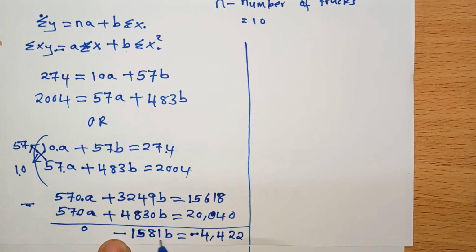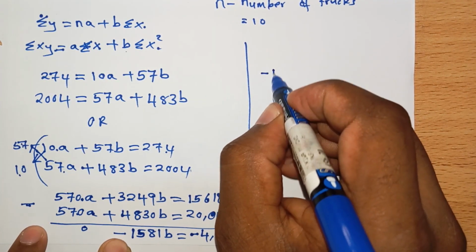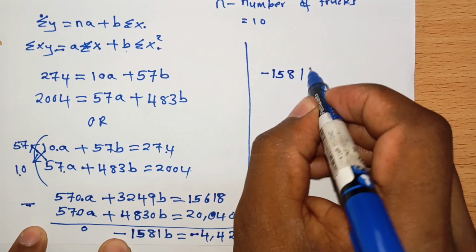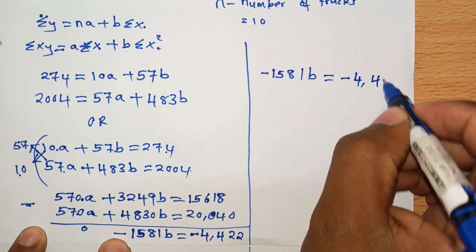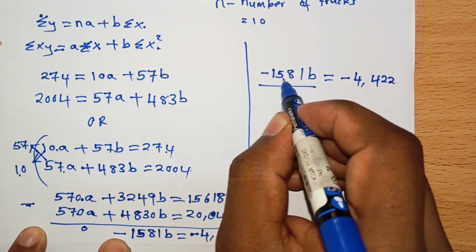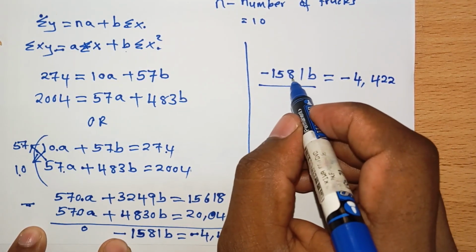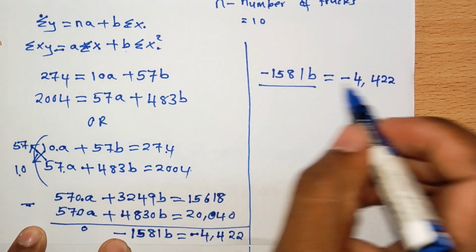We need to find now this unknown, which is B in this particular case. So we have negative 1581B equals negative 4422. So I need to do away with these numbers so that I can remain with B on the left hand side.